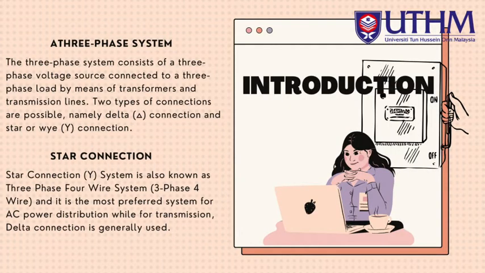Introduction. The three-phase system is an economical way for the bulk of power transmission over long distances and for distribution. The three-phase system consists of a three-phase voltage source connected to a three-phase load by means of transformers and transmission lines. There are two types of connection, namely delta connection and star connection.